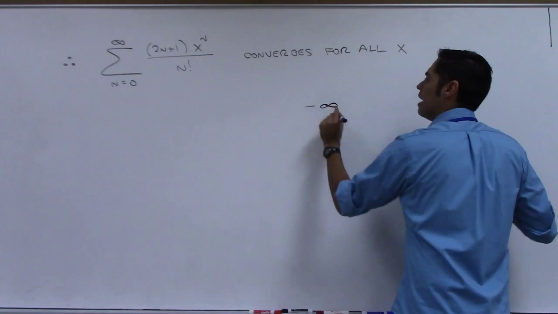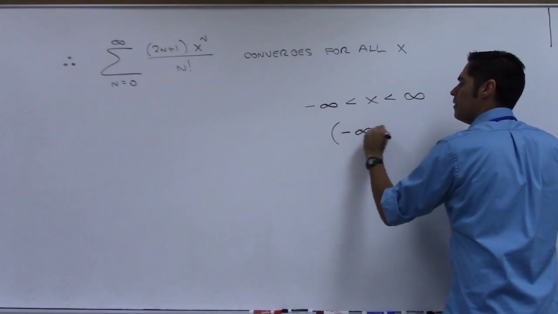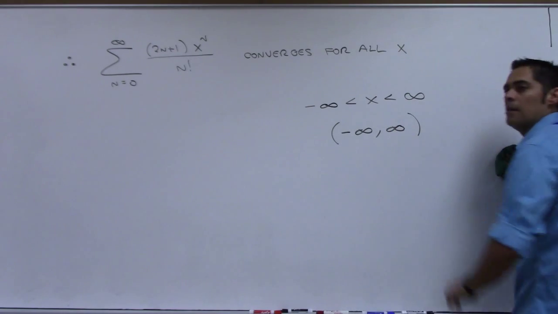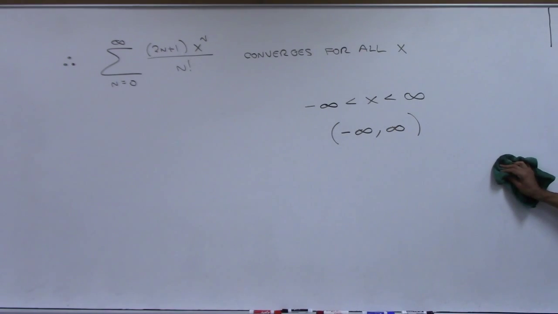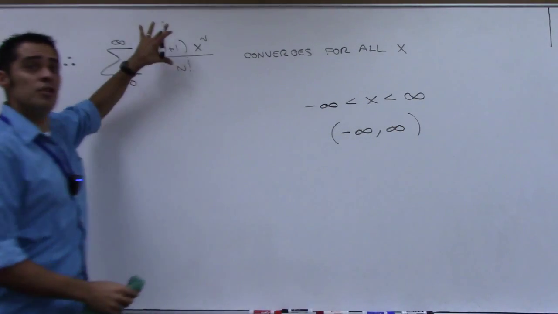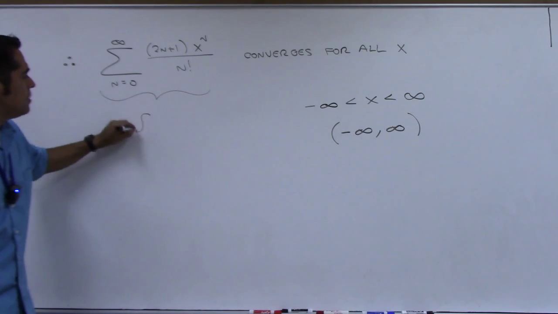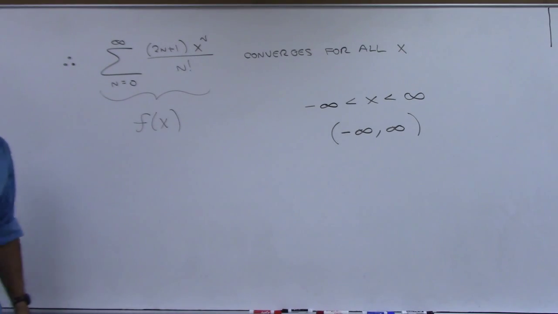Negative infinity, yes, less than x, less than infinity. But as an interval, we would just say negative infinity to infinity, right? In terms of a domain, if we were to call this a function, if I were to say, hey, everyone, I want to define that to be the function f of x.